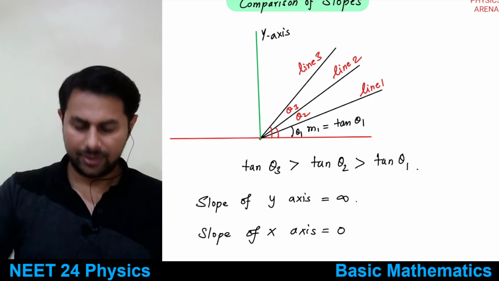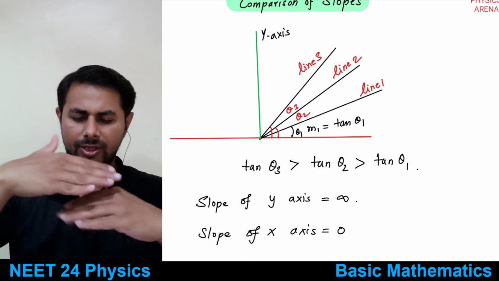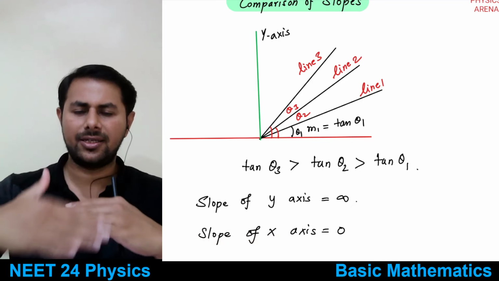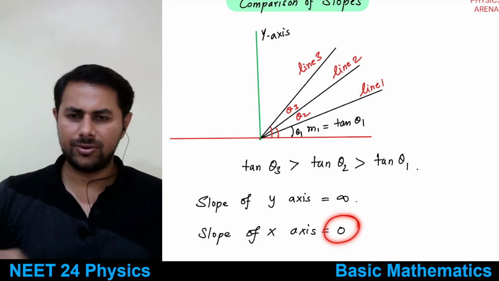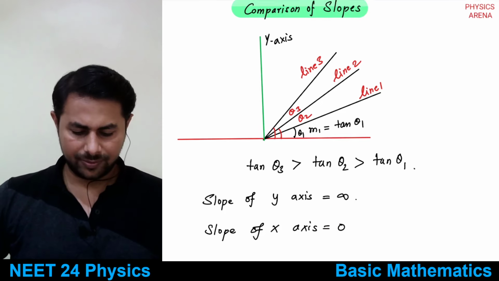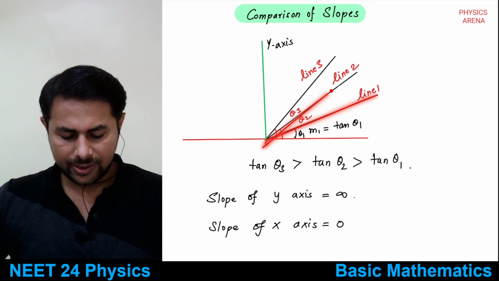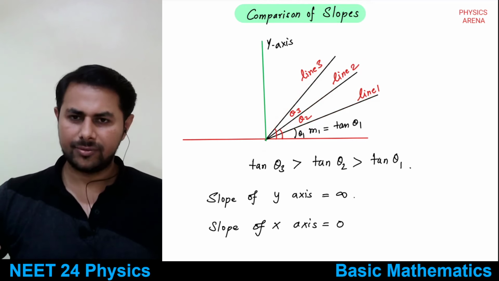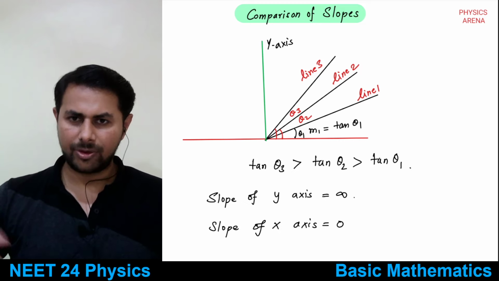Okay, then what is the slope of the x-axis? What is the angle made by the x-axis with the x-axis? It's 0. So the slope of the x-axis is equal to 0. Okay, that is simple. Yes, so all these things that we are seeing, these are positive slopes.